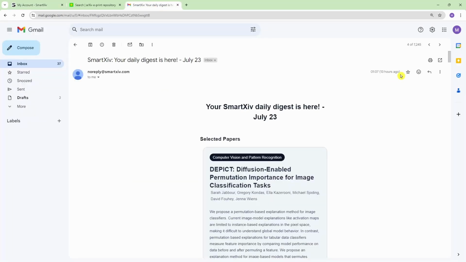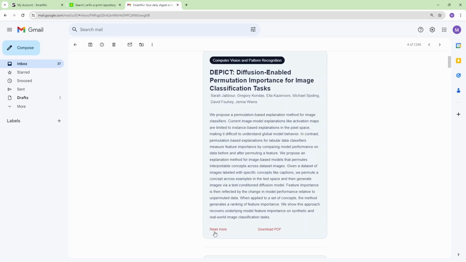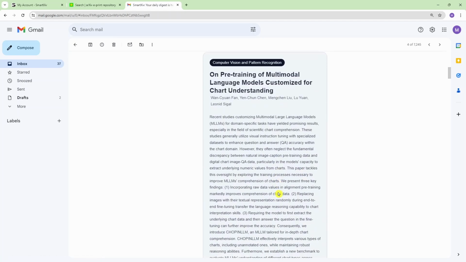And since then, every day at about 1 a.m., I get an email from them. And these are my selected papers. So I have a tag. This paper falls within computer vision and pattern recognition. This is the title, the authors. And then I have an AI-generated summary of the paper, which is so useful because some papers are written in quite difficult language, right? So this just makes it so much more digestible, so much easier to read. So I really like that. And then if I like this paper, I can hit read more or download PDF straight away. Simple. And then the next paper and so on.